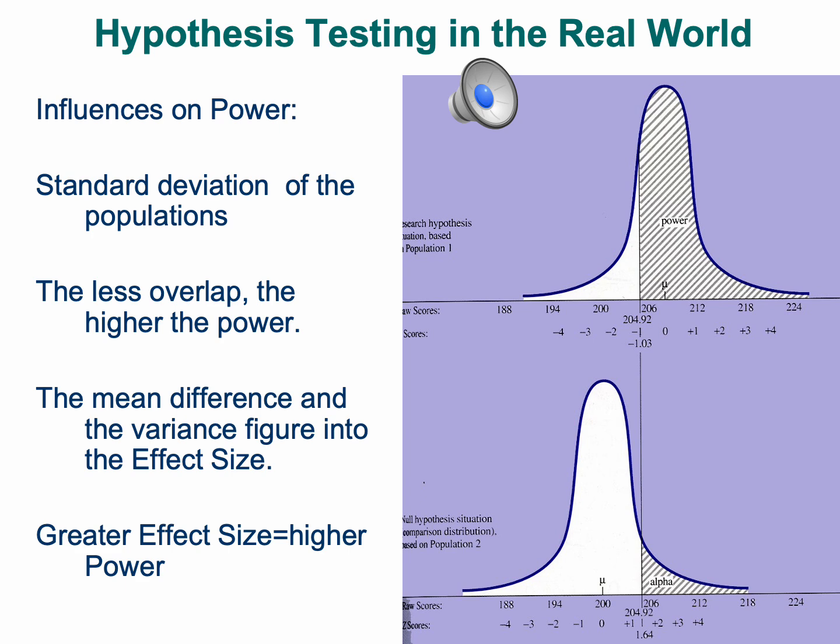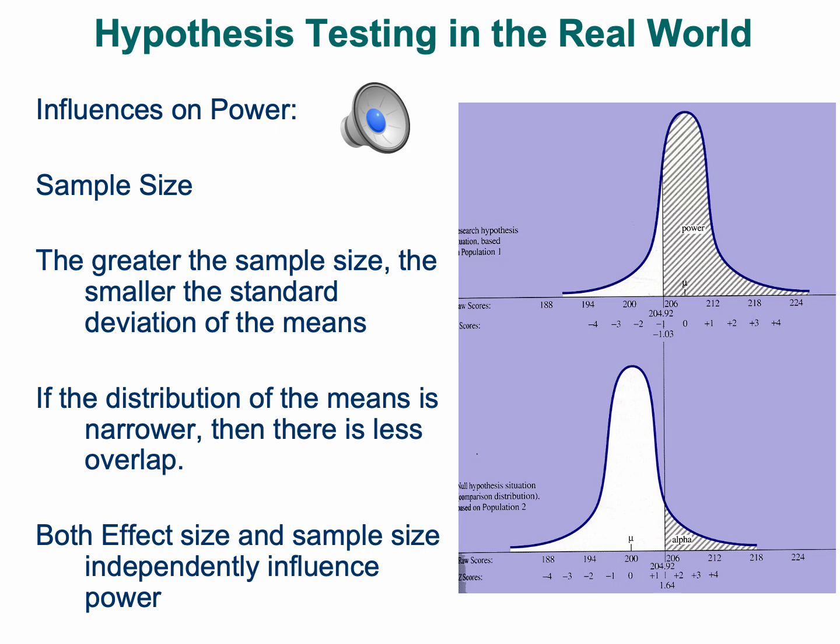So the mean difference between the two, as well as the variance, figures into the effect size. And again, if the effect size is high, then you have higher power. So it's easier to detect differences that are large than it is to detect differences that are small. A great influence on power is sample size. The greater the sample size, the smaller the standard deviation of the means. And remember the simulation we did, where the sampler grabbed means from an upper distribution that was blue and plotted them in a distribution down below?